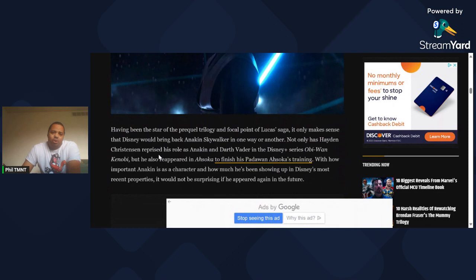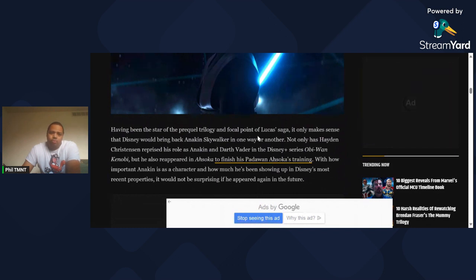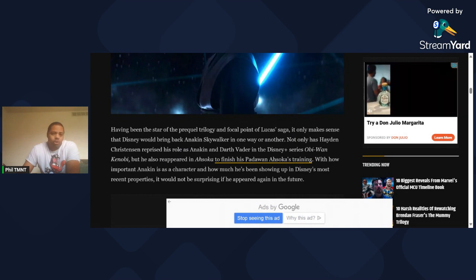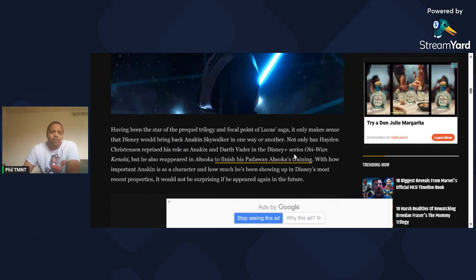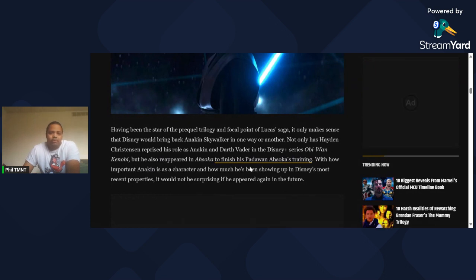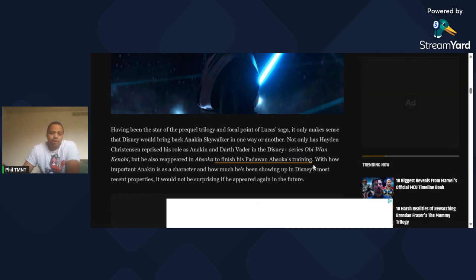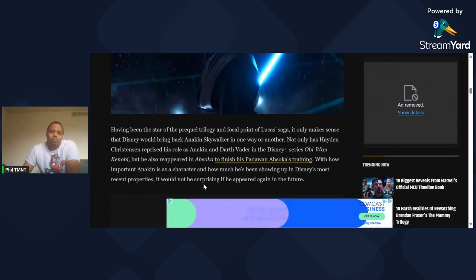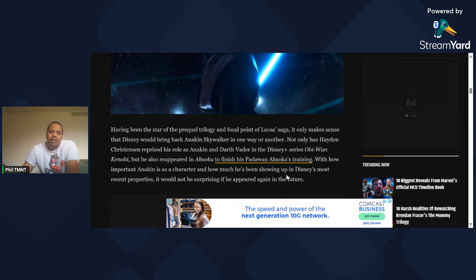Having been a star in the prequel trilogy and focal point of the Lucas saga, it only makes sense that Disney would bring back Anakin Skywalker in one way or another. Not only has Hayden Christensen reprised his role as Anakin and Darth Vader in the Disney Plus series Obi-Wan Kenobi, but he also reappeared in Ahsoka to finish his Padawan Ahsoka's training. With how important Anakin is as a character and how much he has been showing up in Disney's most recent properties, it would not be surprising if he appeared again in the future.